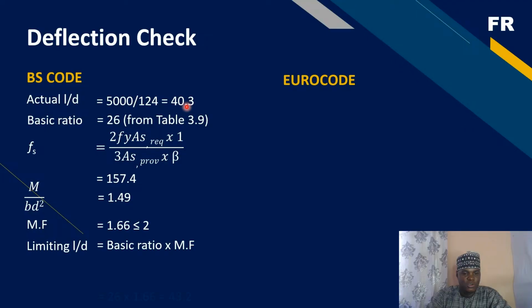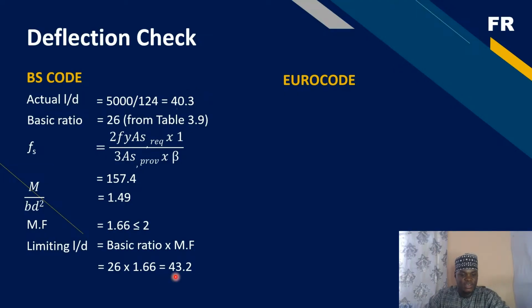So at the end of the day, if you multiply 26 by 1.66, you have 43.2, which is slightly greater than the actual. So therefore, you can say that according to the BS code, providing a reinforcement of T12 at 125, the slab is safe for serviceability requirement.